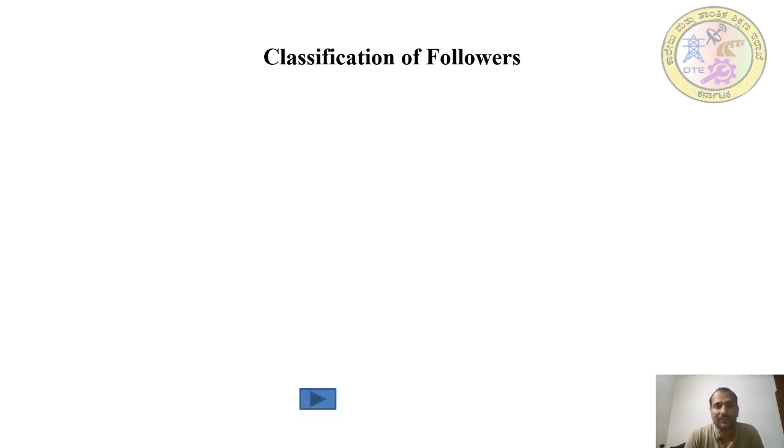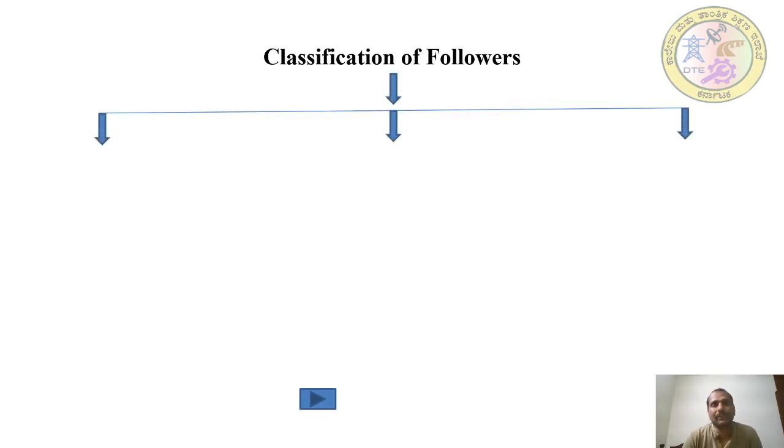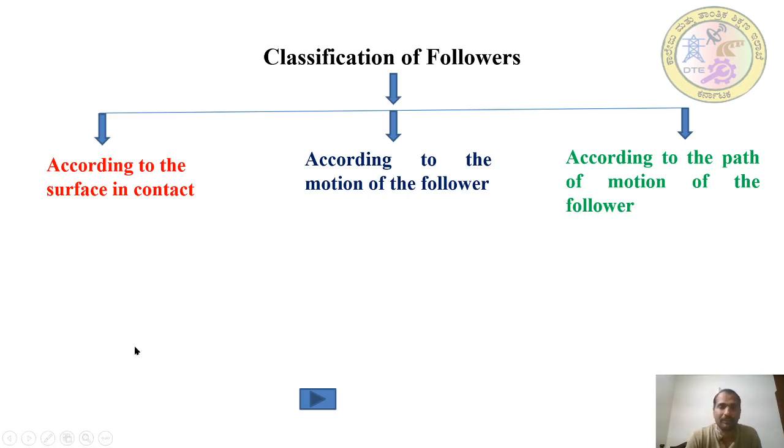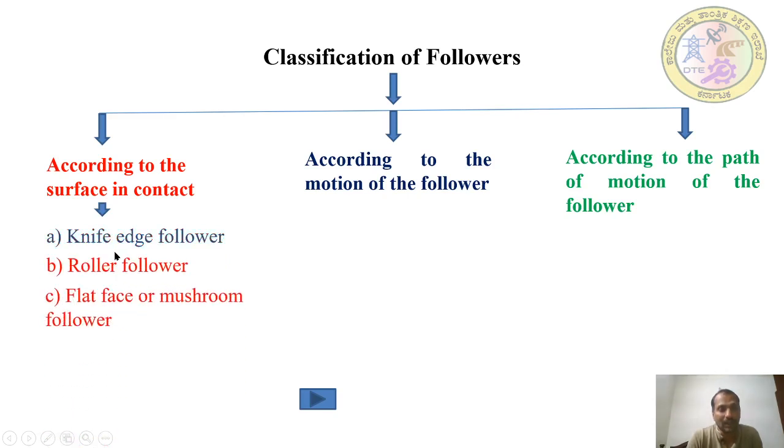The classification of followers. The followers are classified based on three parameters. The first one, according to the surface in contact, according to the motion of the follower, and according to the path of motion of the follower. According to surface in contact, the followers are classified as knife edge follower, roller follower, flat face or mushroom follower, and spherical faced follower.